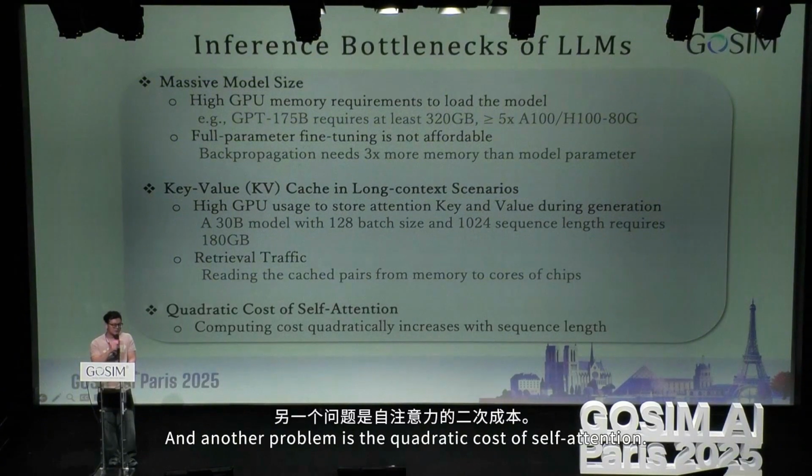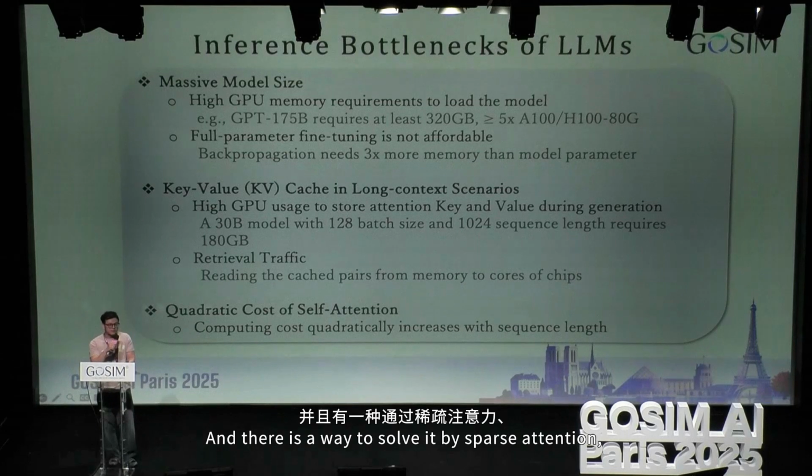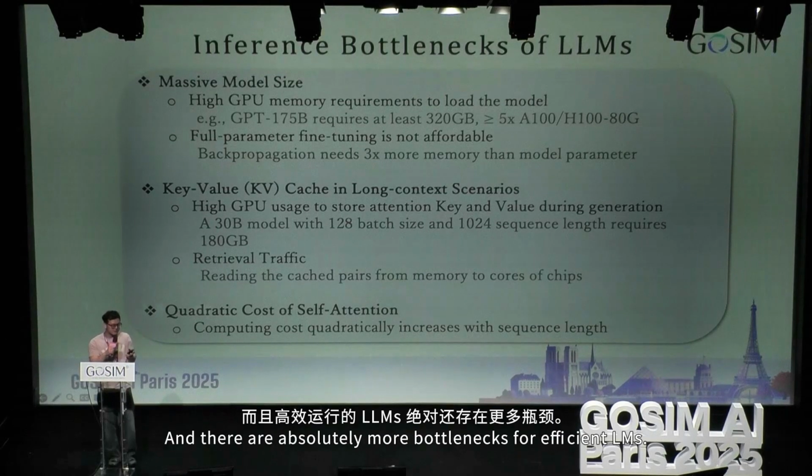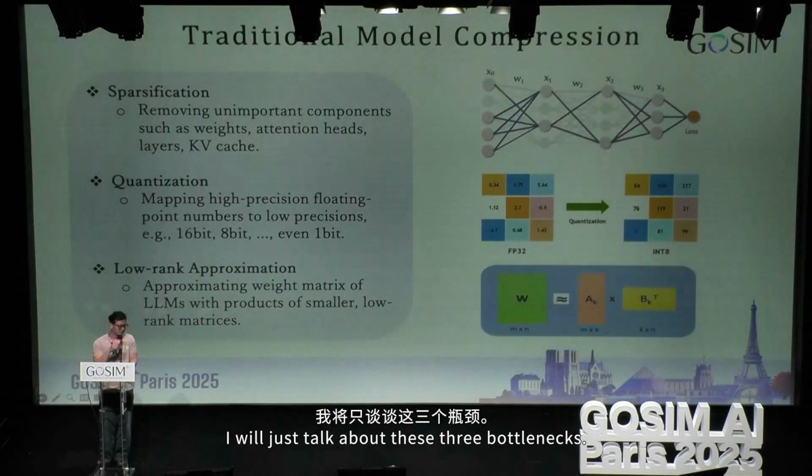Another problem is the quadratic cost of self-attention. There are ways to solve it by sparse attention, linear attention, and maybe more technical innovations. There are absolutely more bottlenecks for efficient LMs at inference, but I will just talk about these three bottlenecks.